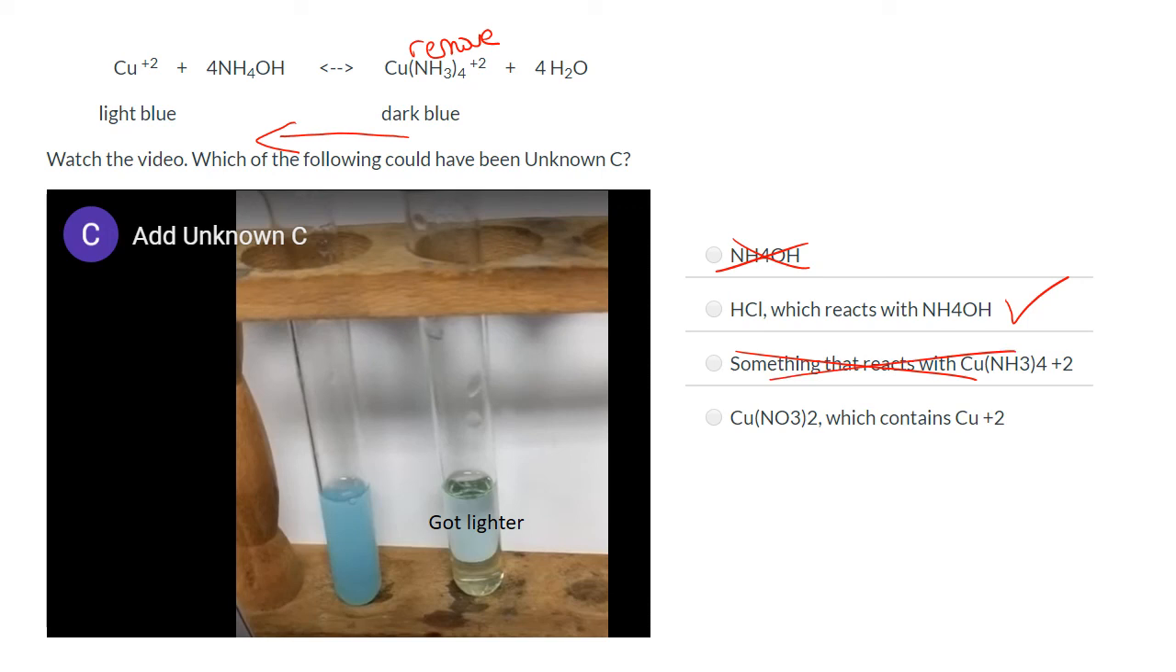And then that last one, if we add copper nitrate or copper 2 nitrate, which contains the Cu+2 ion in there, then we are adding this. That would again make it shift forward, which is not what we're looking for. So adding something that would remove the NH4OH, the ammonium hydroxide, would be our best option here.